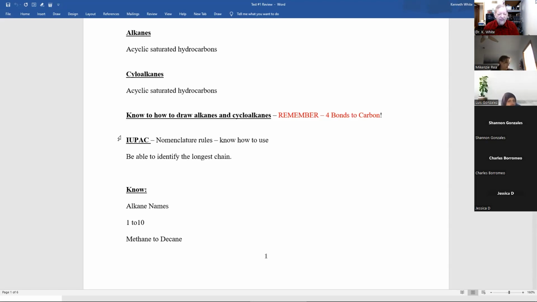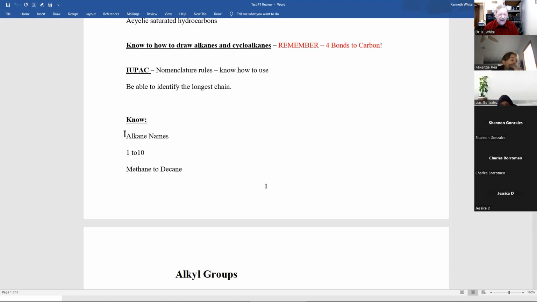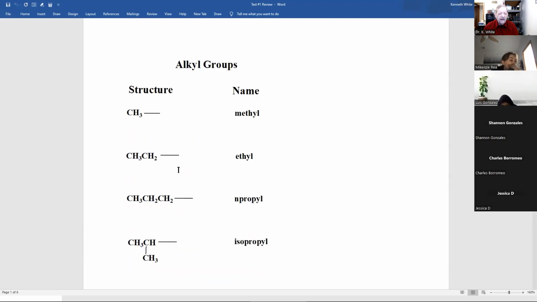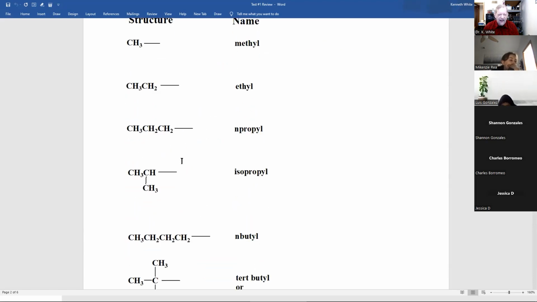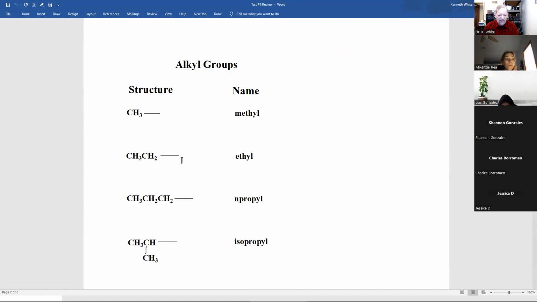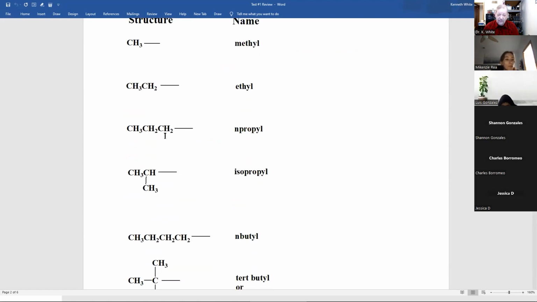You should be able to identify the longest chain. We've done this. You should know the alkane names 1 through 10, meaning methane, ethane, and so on through decane. You should know these alkyl groups: methyl, ethyl, and propyl. Propyl is at the end of 3 carbons, bonded to a chain or ring. With 3 carbons, the center carbon version is isopropyl, and the end version is n-propyl.